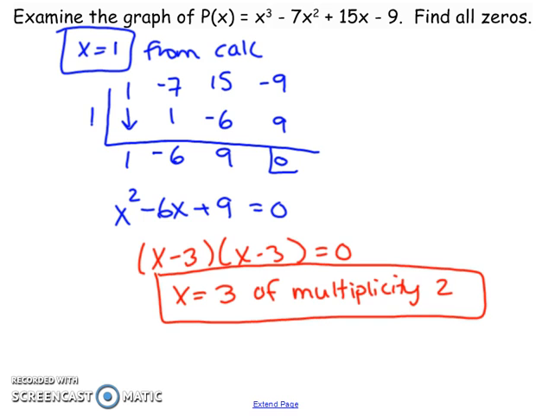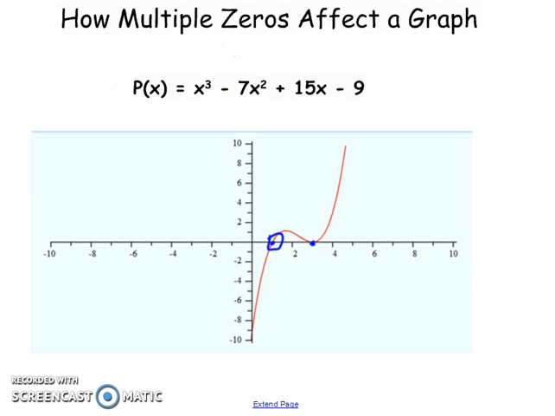And if we look at the graph, when you have a multiplicity, it looks like a parabola at that point. Okay, so it looks like a parabola. It means it goes to that value, it bounces off, and then it goes back.